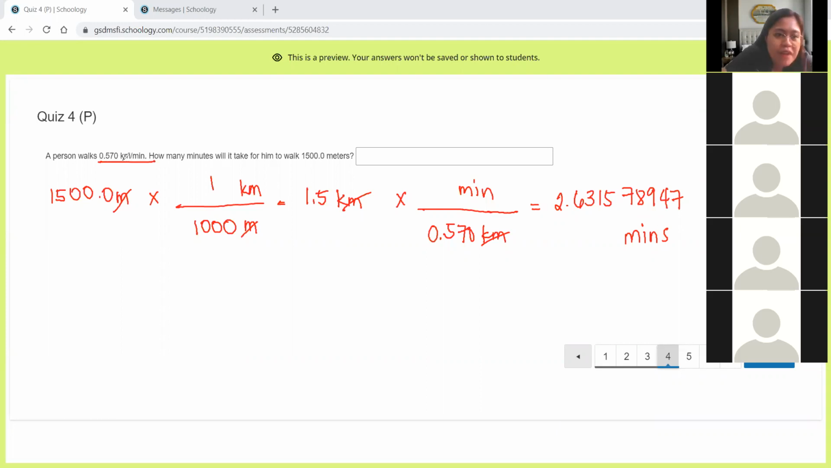So let us look at the given. You have 0.570 kilometers per minute here. How many significant figures ne? 0. The leading 0 is not significant. 5 and 7 are significant. And the 0 here is also significant because you have a decimal point. So, we have 3 significant figures here, while sa second na given, 1, 2, 3, 4, 5. 5 significant figures here.